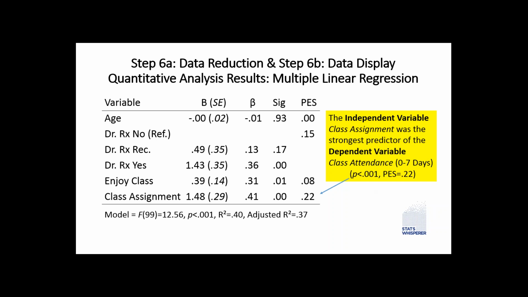Our quantitative results in our multiple linear regression indicated that class assignment was the strongest predictor of the dependent variable, attending class 0 to 7 days. All right? Now keep this in mind.